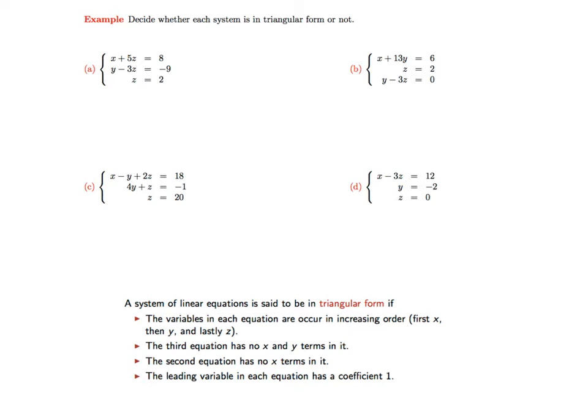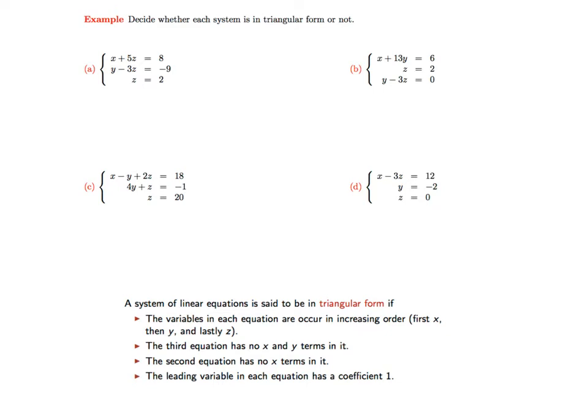That in each equation, the variables are listed with the x terms first, then the y term, then the z term on the left side, and the constant term on the right side. The last equation should not have any x or y terms in it. The second equation should not have any x terms in it, and we need to make sure that the leading variable in each equation has a coefficient of 1.